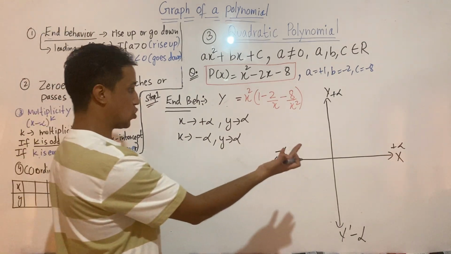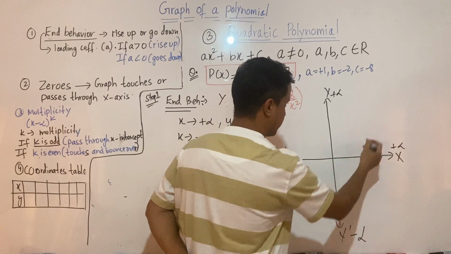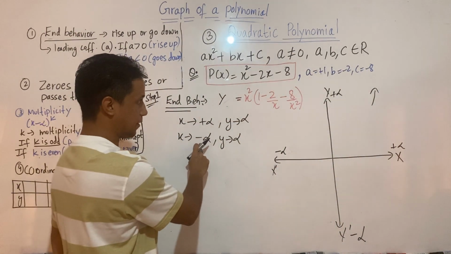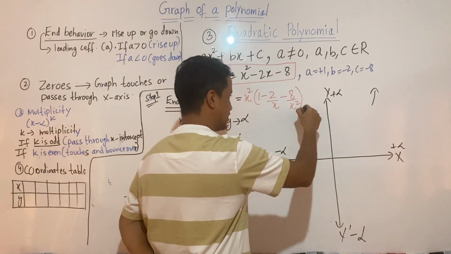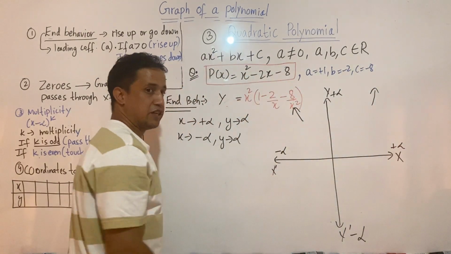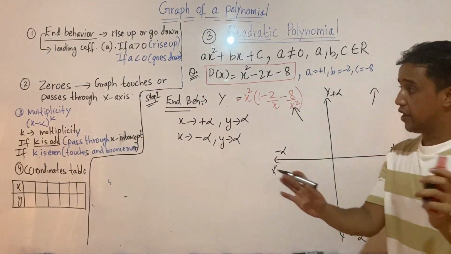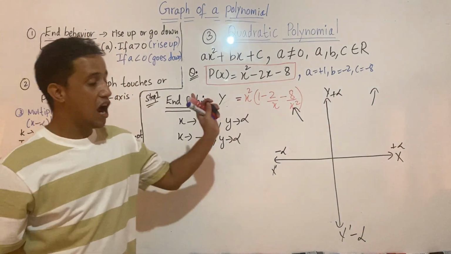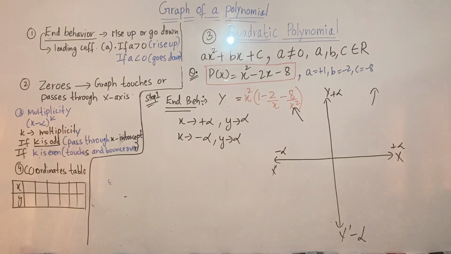Now see here, x infinity, y infinity means this way, and here x minus infinity, y infinity means this way. Okay, so your graph's end behavior is like rising up. Okay, so this thing is clear. Step number 1 is clear, that our graph is going to rise up. Okay, rise up. Good.